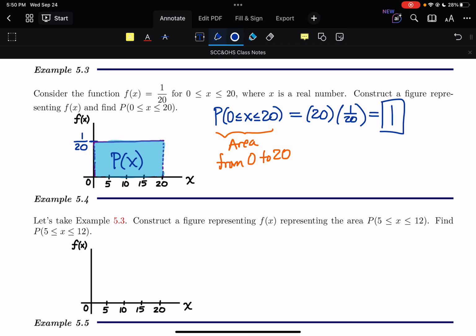If we take the same basic example, so we're still working with the 1 over 20, construct a figure representing f of x, representing the area where x is between 5 and 12, and we'll find that probability. So 5 is right here, 12 is going to be right about here. We'll go ahead and draw that line there. And I'll put a little imaginary dotted line so we can see that it would continue on that way if we wanted it to, but we only care about the piece from 5 to 12.